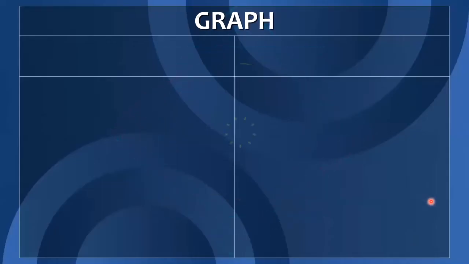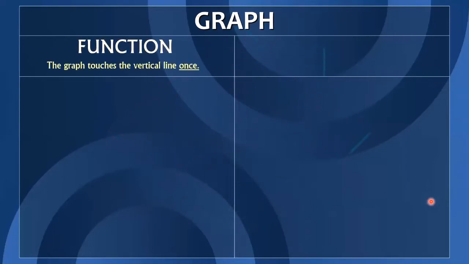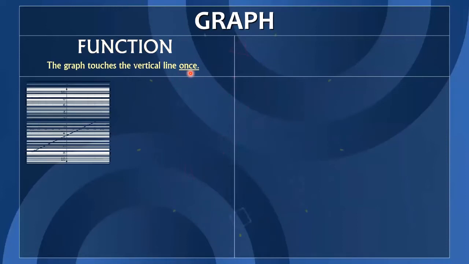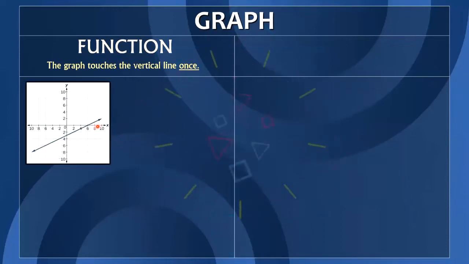We have here another set of examples. Now, what if the given is a graph? How can we identify if it's a function or not a function? If the given is graph, the main character here is the vertical line. So, a graph is a function if it touches the vertical line once only. So, observe the first example. Now, we have here a vertical line. The graph touches once, or once ra sila nag-intersect, therefore it's a function.